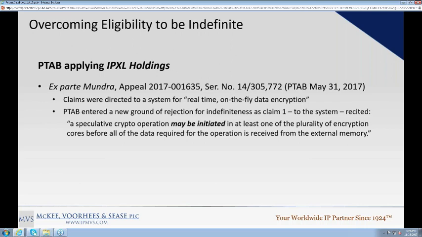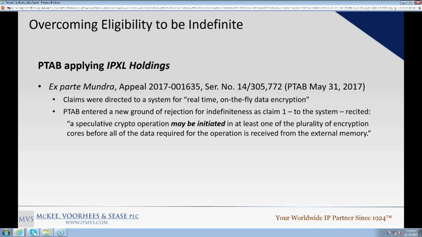Another one that came down this year was in May, ex parte Mundra, and these are just some examples. There were other cases citing this definiteness issue. Claims were directed to a system for real-time, on-the-fly data encryption. And the claims were rejected as indefinite, or actually no, excuse me, they were rejected as anticipated and obvious. And then the PTAB came back and said, no, there's a new ground of rejection.